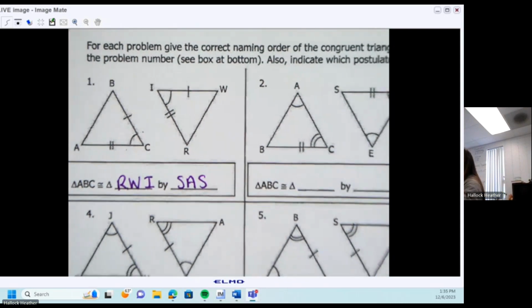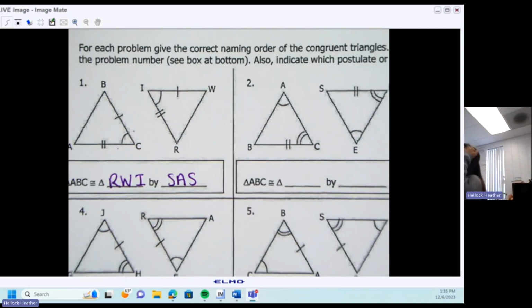Let's look at number 2. Number 2, try to match A with its friend, try to match B with its friend, and C with its friend. How the first one's written determines how you must write the second one.